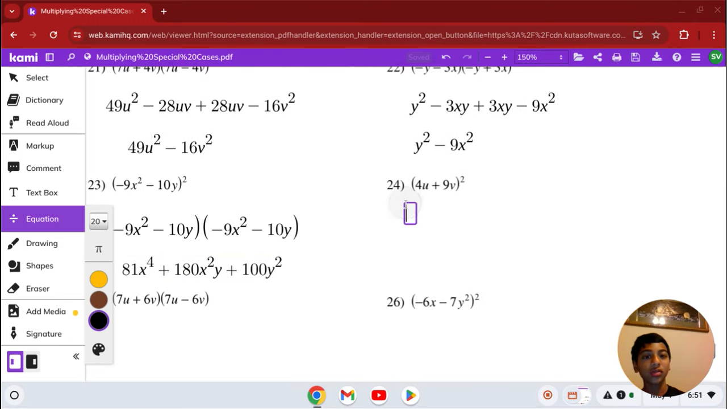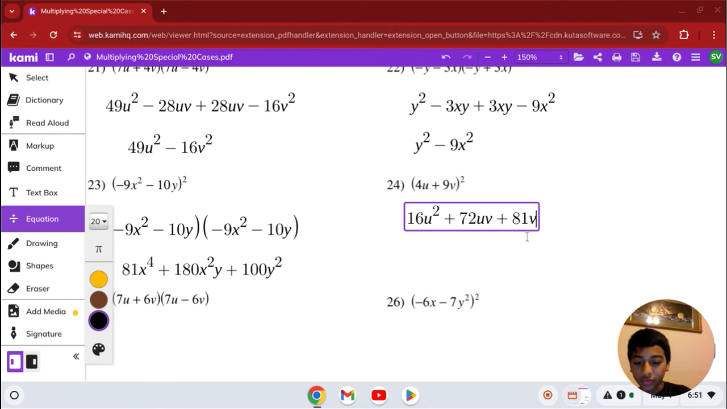Number 24, (4u plus 9v) squared. So a squared plus 2ab plus b squared. a squared is 16u squared, plus 4u times 9v is 36uv, times 2 is 72uv, plus 81v squared.